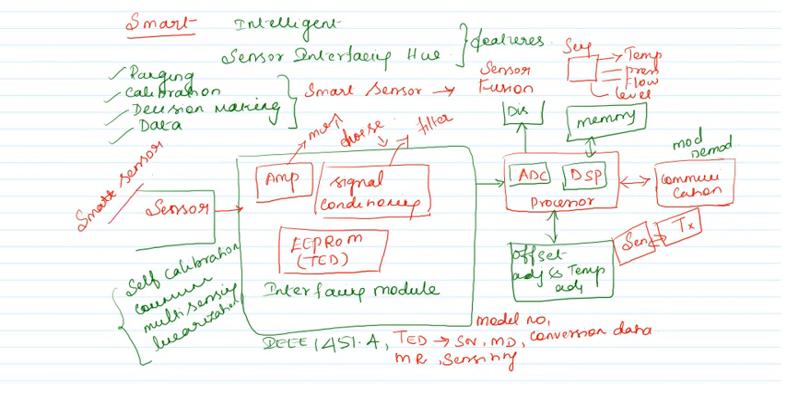Okay, thank you. So I think you would have understood the types of strain gauge, then problems, then what is variable reluctance, and what is about your smart sensor concepts. Okay, thank you so much.